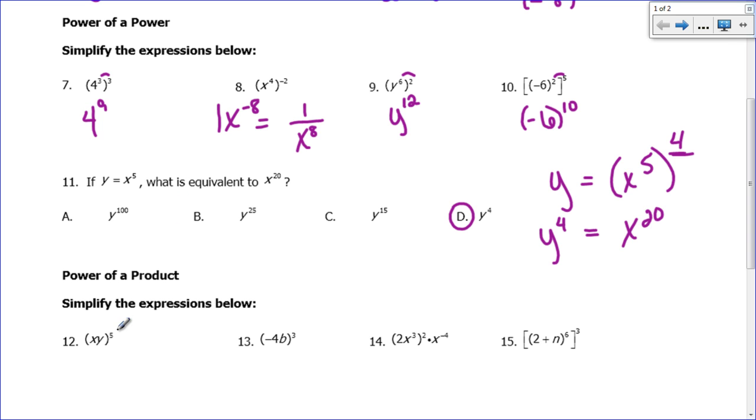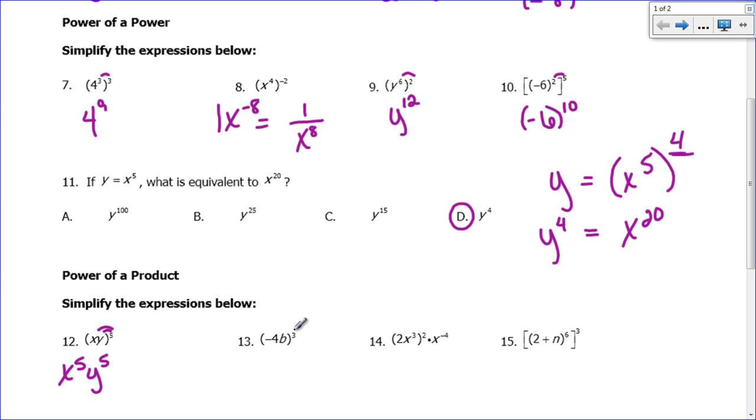And so I'm going to take this 5 and I'm going to distribute it to everything inside the parentheses. So I'm going to distribute it to the x and to the y. So this is going to become x to the 5th, y to the 5th. And then I can't do anything else because x and y aren't like bases, so I can't combine them and multiply them together. I have to stop.